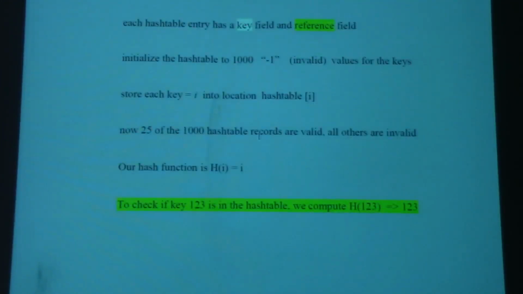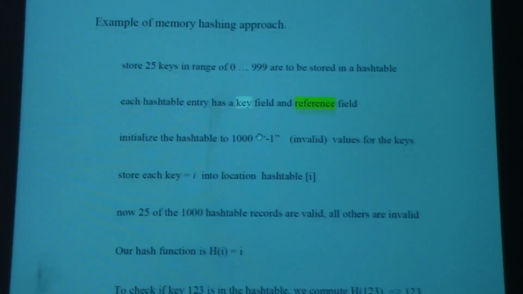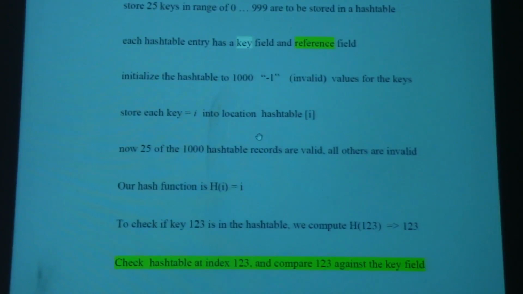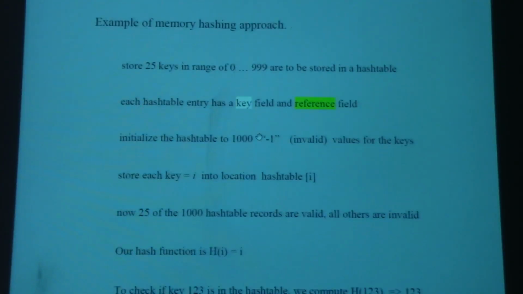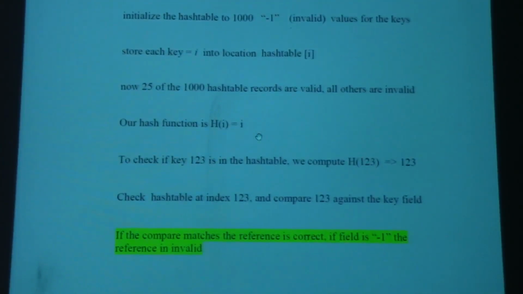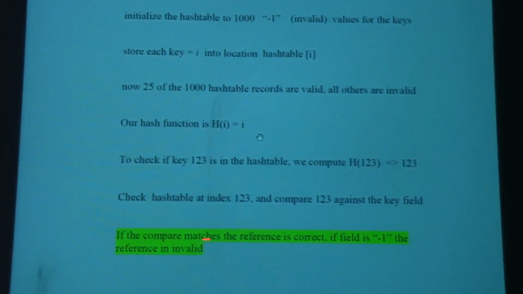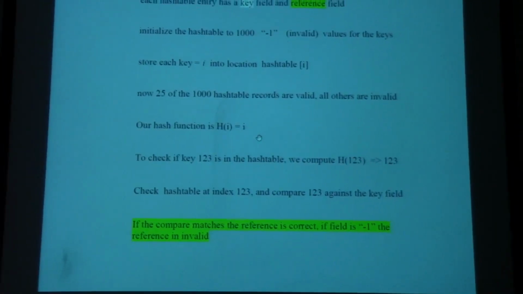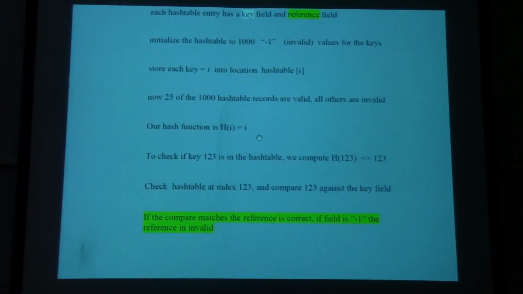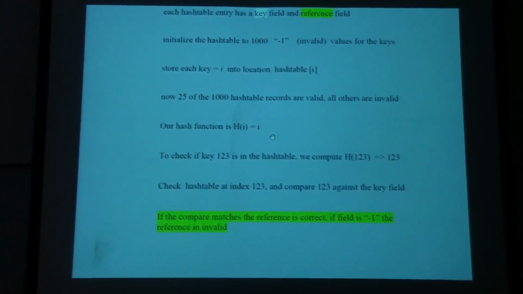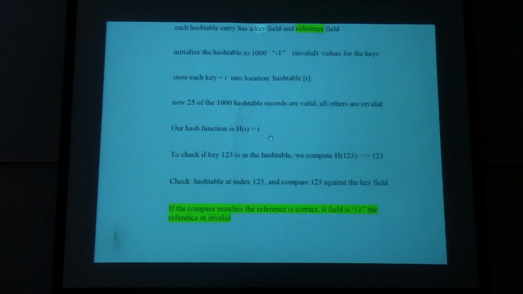To see whether 123 is in the hash table, we simply compute h of 123, which returns 123, and we look into it. Okay. This is a messy slide. If the compare matches, the reference is correct. If the field is -1, the reference is invalid. For example, let's say out of the 25 records that I put, I didn't put a record that said 575. So if I search for 575, the hash function says look here, and I get a -1, well, it's not there.